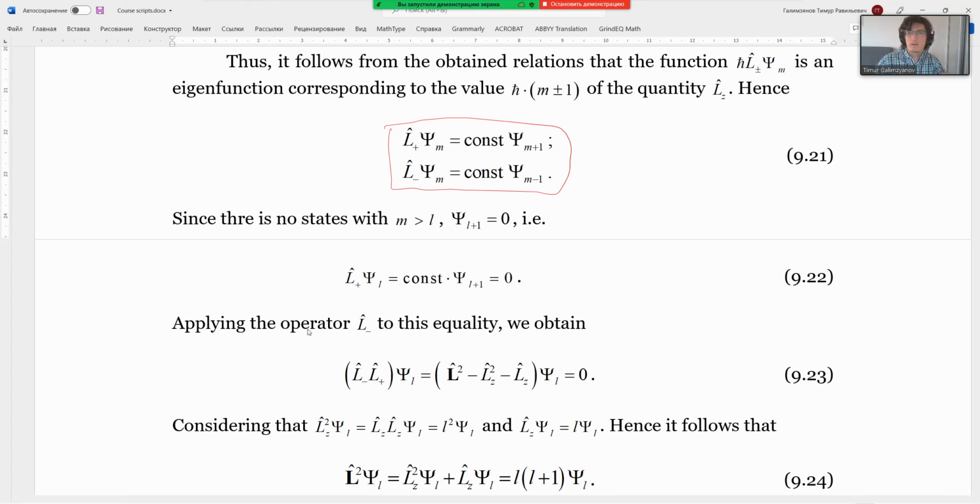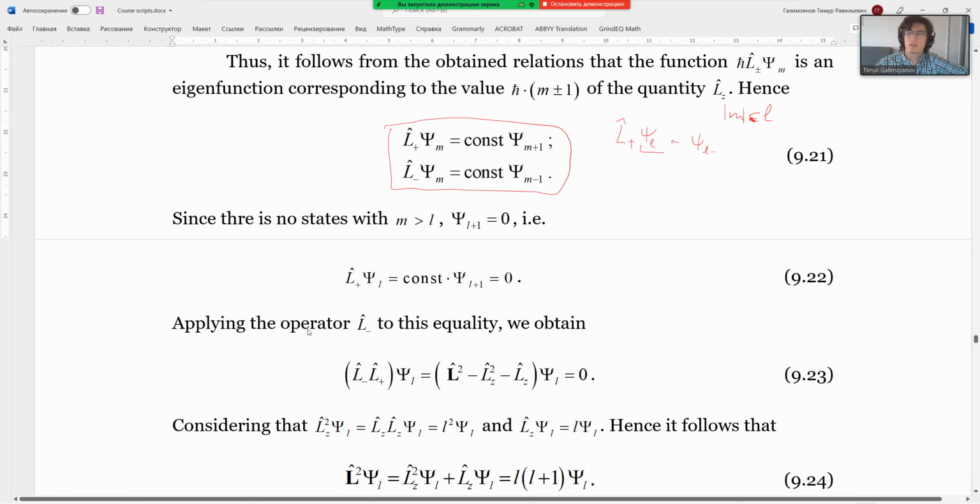Let's take the state psi L, where I remind you L is the largest projection of the angular momentum. So M is less or equal than L in absolute value. M cannot be larger than L by definition, because L is largest. So take psi L, and we act on psi L by the operator L plus. So what do we get?